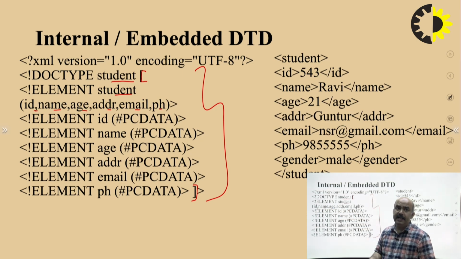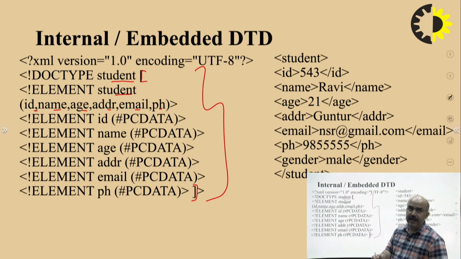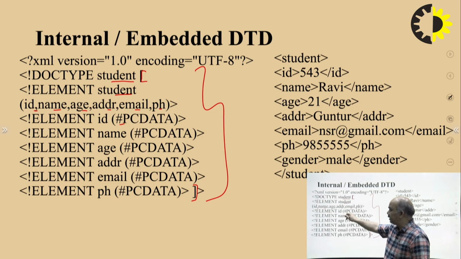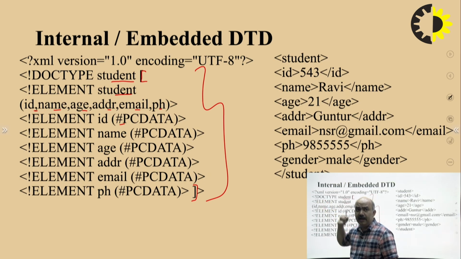In the DTD, everything is in the form of text. It is irrespective of whether the information is numerical, Boolean, or anything else. Everything has to be parsed in the form of text data. That's why we write the hash PCDATA here in this case. So we say these are the things that we are going to describe.